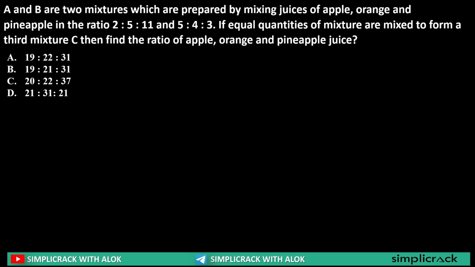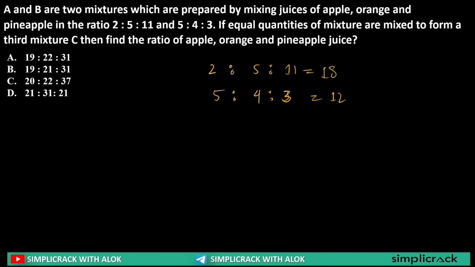Now the next question. A and B are two mixtures which are prepared by mixing juices of apple, orange and pineapple in the ratio of 2:5:1. So the first part is 2:5:11. The second mixture was 5:4:3. They mixed them in equal quantity. So let's see the quantity. 2+5+11 is 18, and 5+4+3 is equal to 12. So 5, 7, 11, 18 and 9, 13, 12.